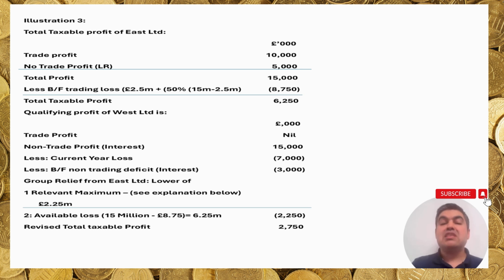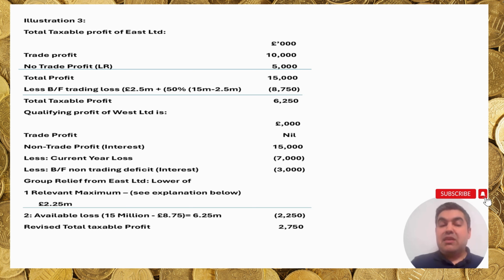So 2.5 million plus 50%. Remember, the total profit is 15 million. So 15 million minus 2.5 multiplied by 50%. That would give you the maximum you can claim for the brought forward losses. So in this case, the total taxable profit will be 6.25 million for East Limited.